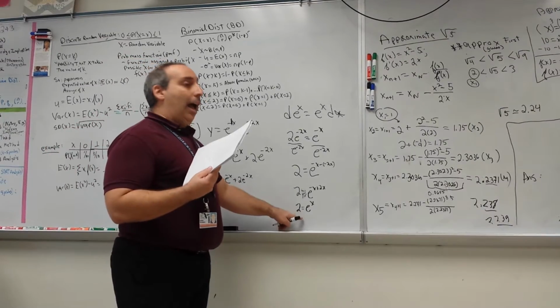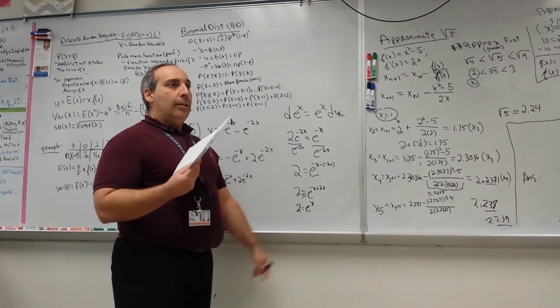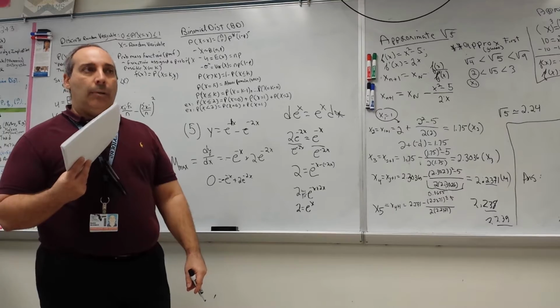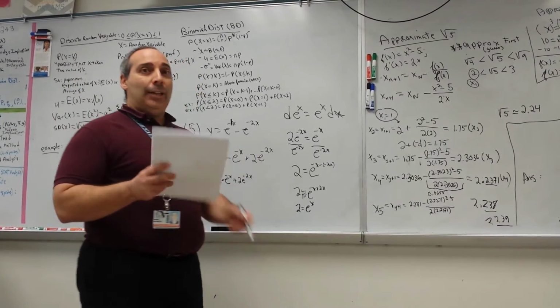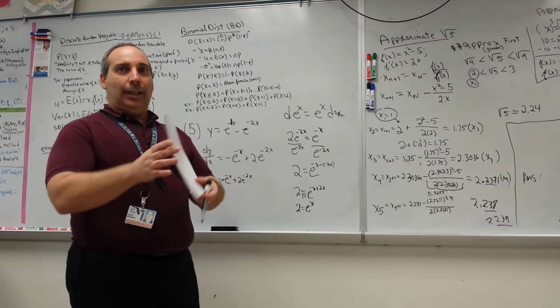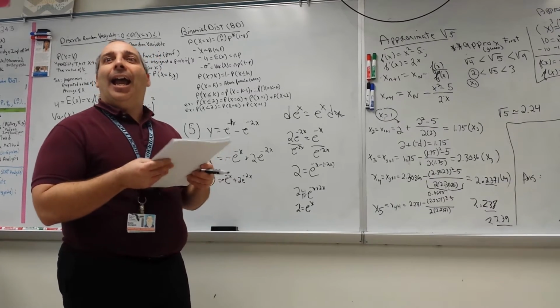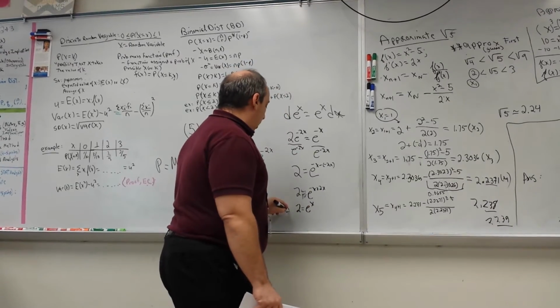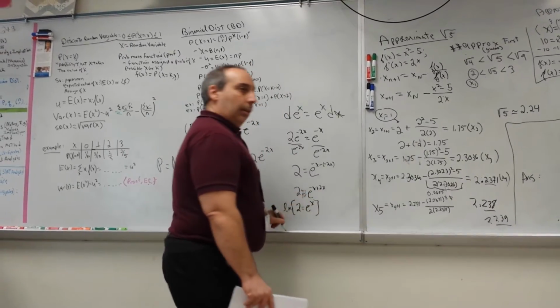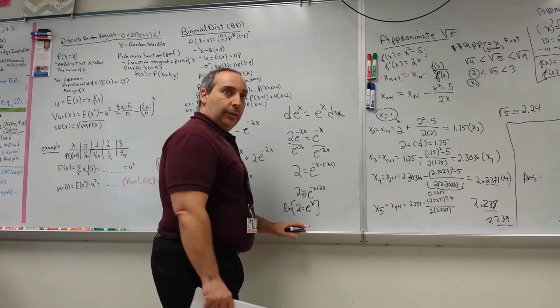Now take the ln, the natural log of both sides, because it's an e. We're trying to get the exponent, right? So you take the natural log on both sides. So far so good?